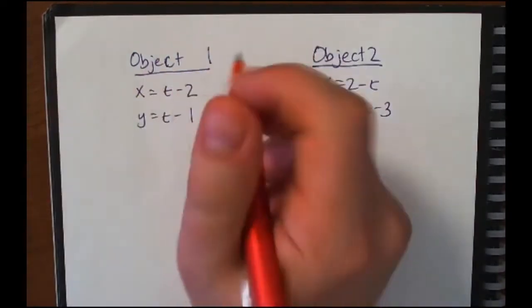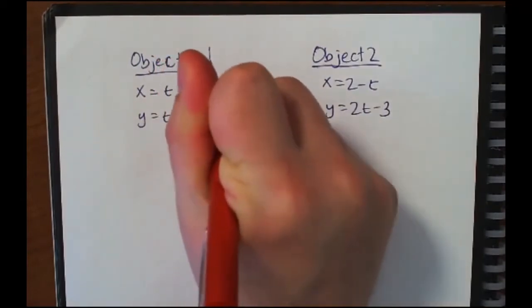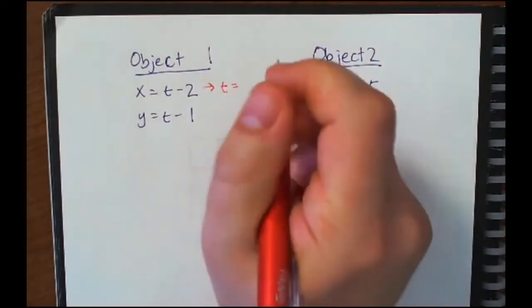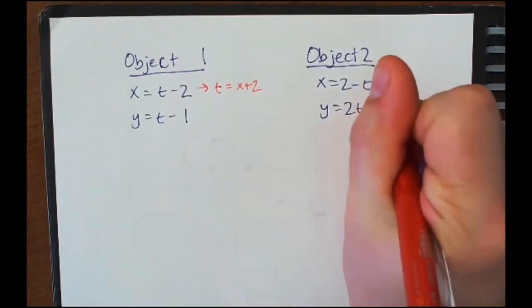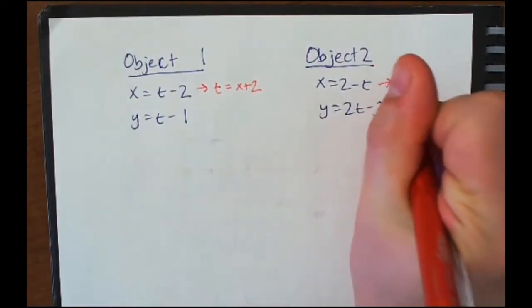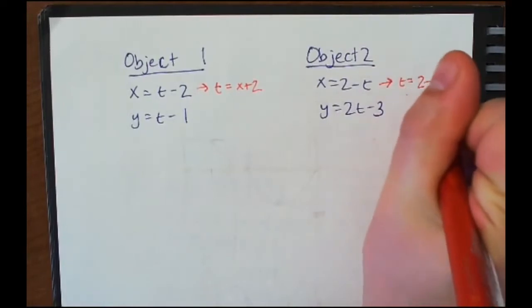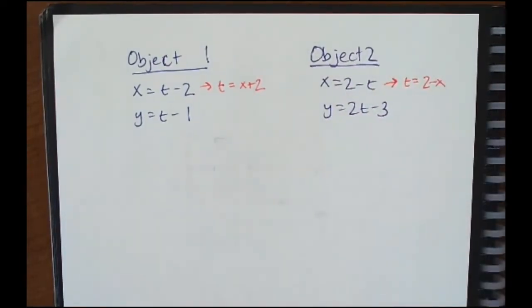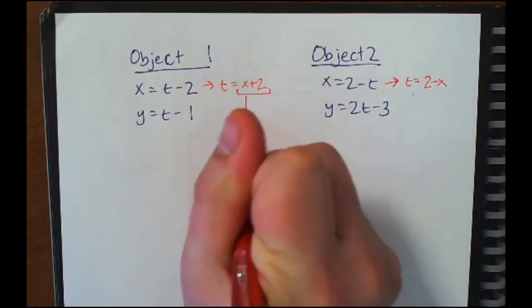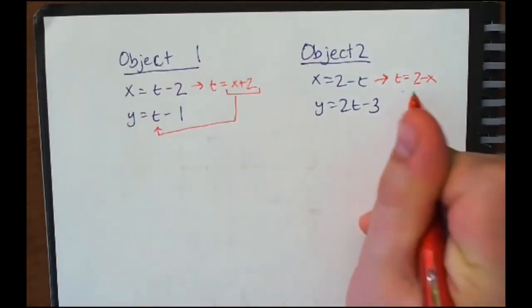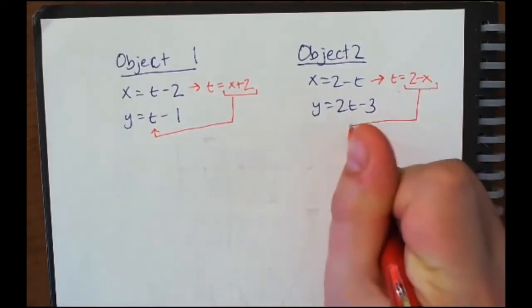So if x is t plus 2, that means t is x plus 2. And if x is 2 minus t, then that means that t is 2 minus x. Kind of a similar deal to the last one. Very similar problem. So then I'm going to take that x plus 2, that 2 minus x, these t values, and I'm going to substitute them into t for the y equation.